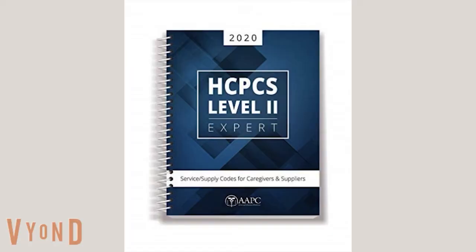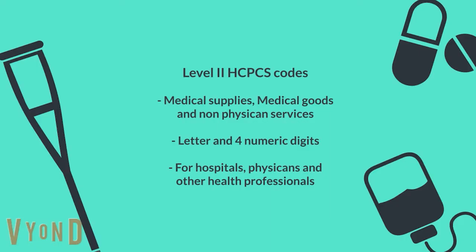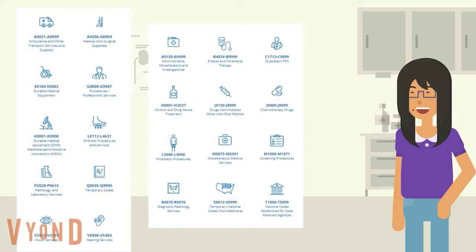Your third coding manual is your Healthcare Common Procedure Coding System, or more commonly referred to as your HCPCS Level 2 coding book. Your HCPCS Level 2 coding book is going to contain codes for medical supplies, medical goods, as well as non-physician services. These codes will consist of a letter as well as 4 numeric digits and can be used by hospitals, physicians, as well as other health professionals.